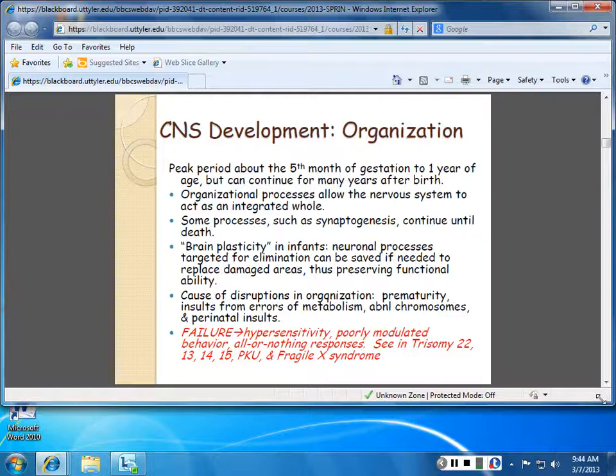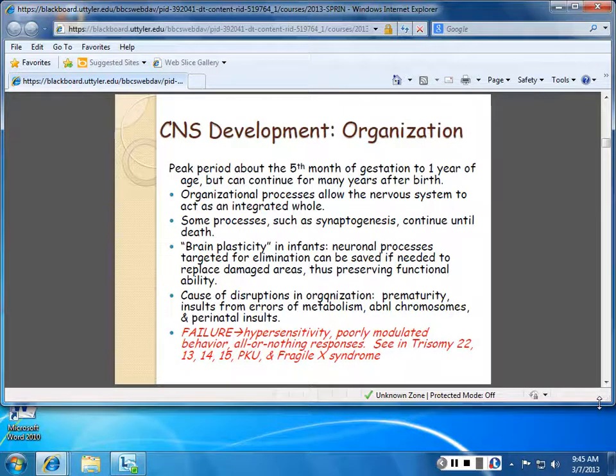Brain plasticity in infants is a very interesting thing. When neuronal processes are targeted for elimination and then go through cell death, in an infant these can be saved if needed to replace damaged areas, so it preserves functional ability. That's a really neat thing if you see babies with damage at birth. There is always a possibility that they can recover. So you always hold out that hope for the parents, depending on what's going on with them.